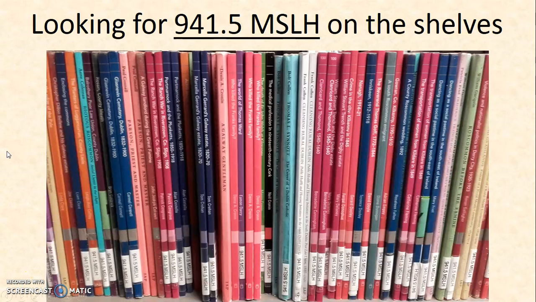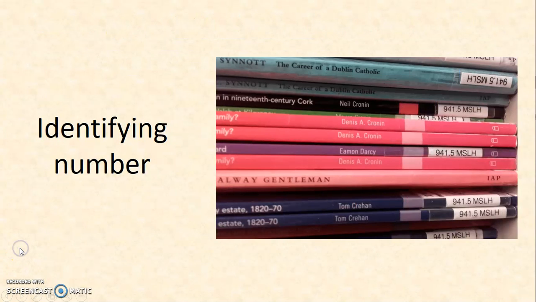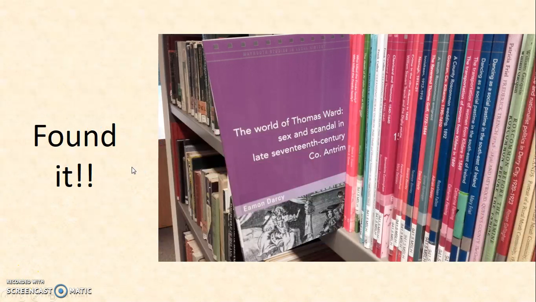Now that we have found our shelf, we look for the book that has our particular code, 941.5 MSLH. We find that each book has its code printed on a little sticker on its spine. Our book is part of the series Maynooth Studies in Local History, and we find that each book in the series has the same code, 941.5 MSLH. There are approximately 130 books in this series. Luckily, they are all shelved together, so we just keep thumbing through them until we find the one we want, and sure enough, there it is.